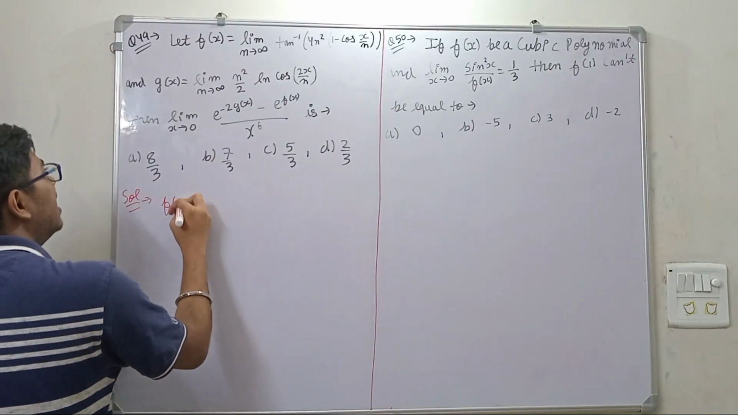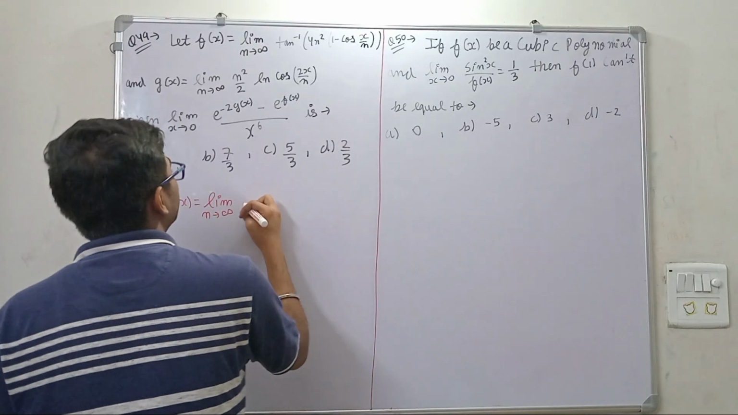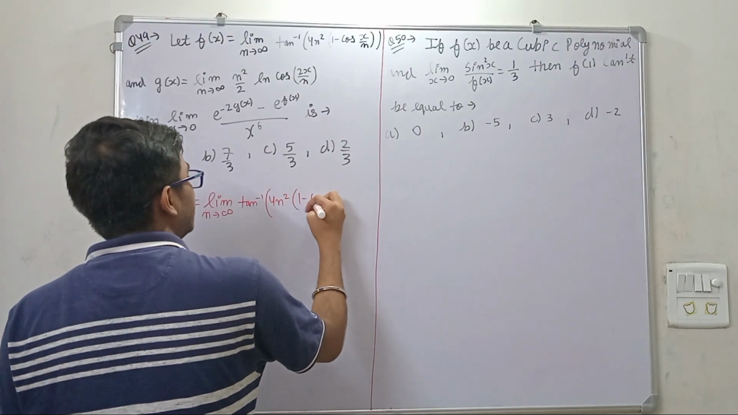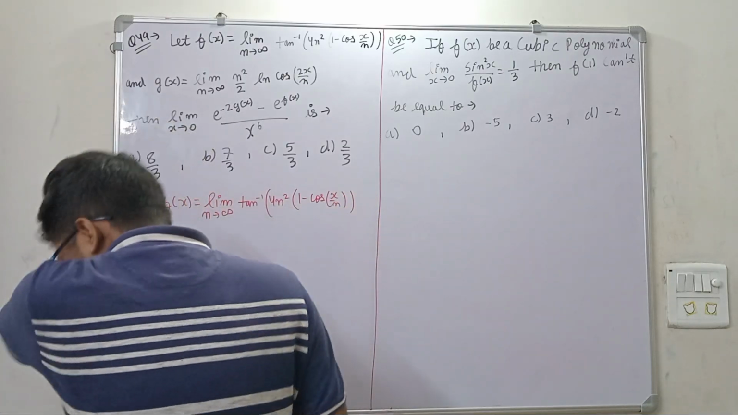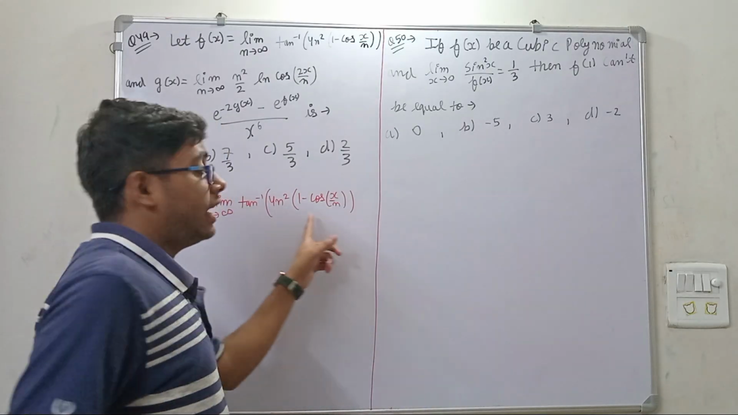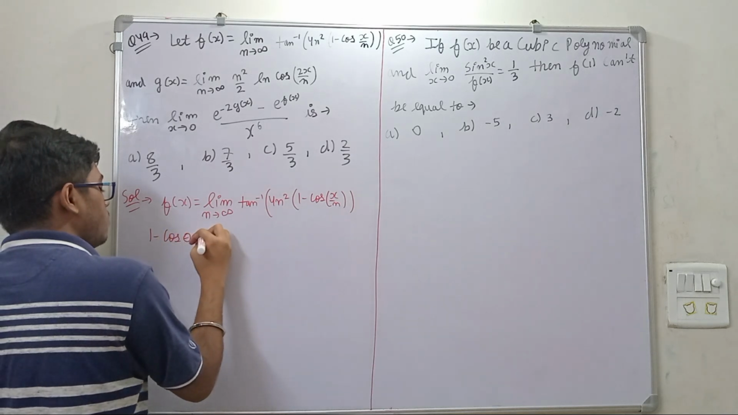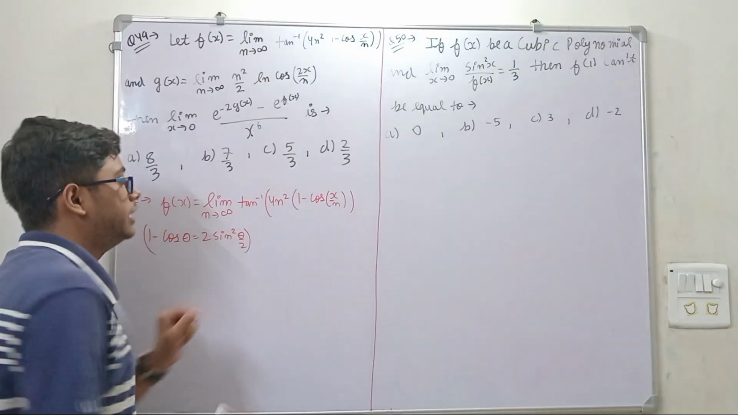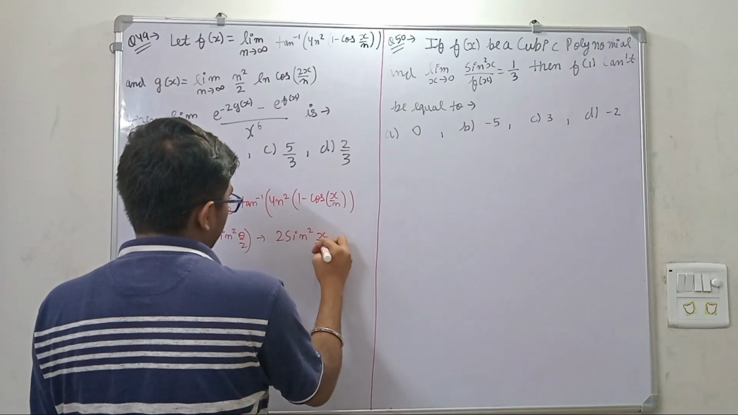So f(x) is limit n tends to infinity of tan inverse of 4n square into (1 minus cos x by n). Now we know the formula: 1 minus cos theta is what? 2 sin square theta by 2. So simply substituting this formula in this, this will be 2 sin square x by 2n.